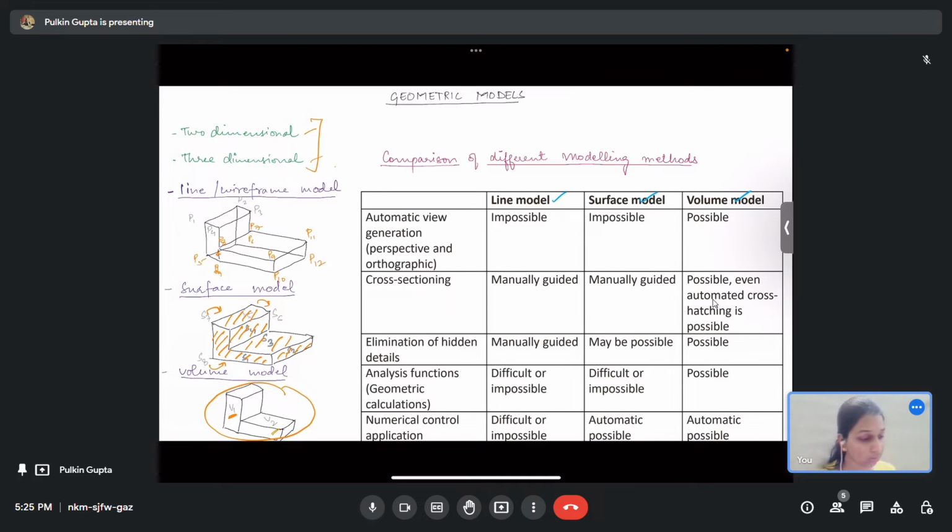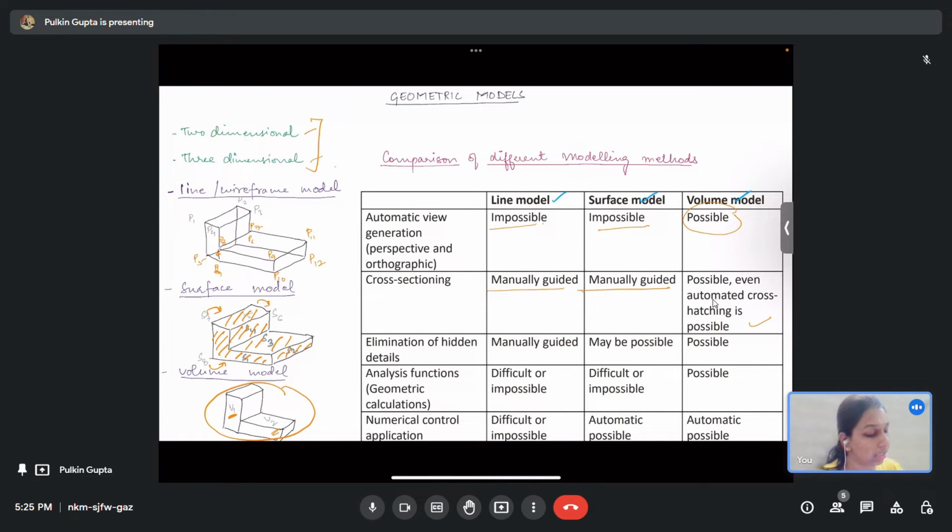Now what is the comparison? In comparison, we have automatic view generation, which is all perspective or orthographic. It is impossible in the line model and in the surface model, but in the volume model it is possible. Cross sectioning in the line model is manually guided and the surface model is also manually guided, but in the volume model it is possible. Even automated cross hatching is possible.